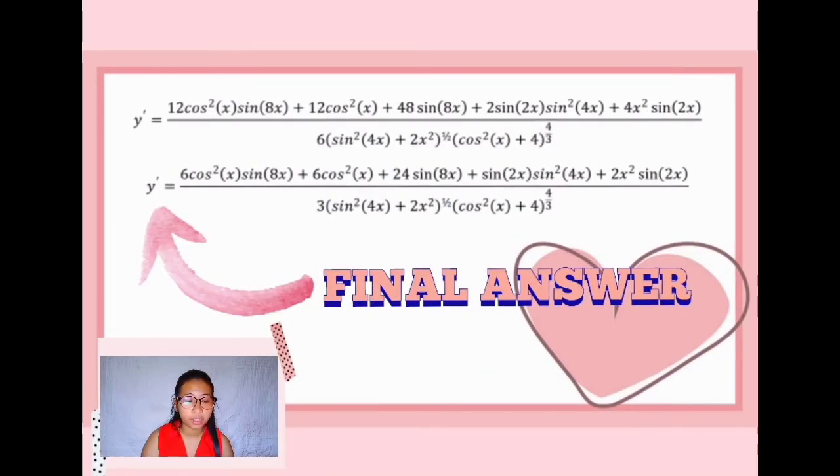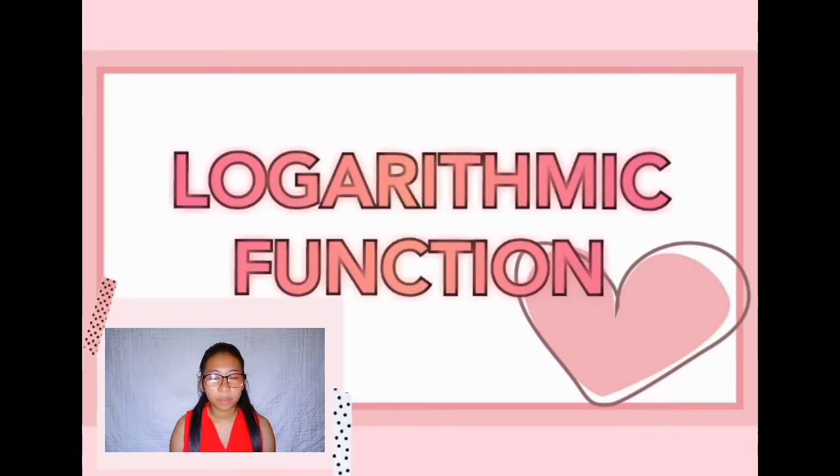6 cosine squared of x sine x plus 6 cosine squared x plus 24 sine of 8x plus sine of 2x sine squared 4x plus 2x squared sine of 2x all over 3 sine squared 4x plus 2x squared raised to the power of 1/2 times cosine squared of x plus 4 raised to the power of 4/3. X is for the logarithmic function.